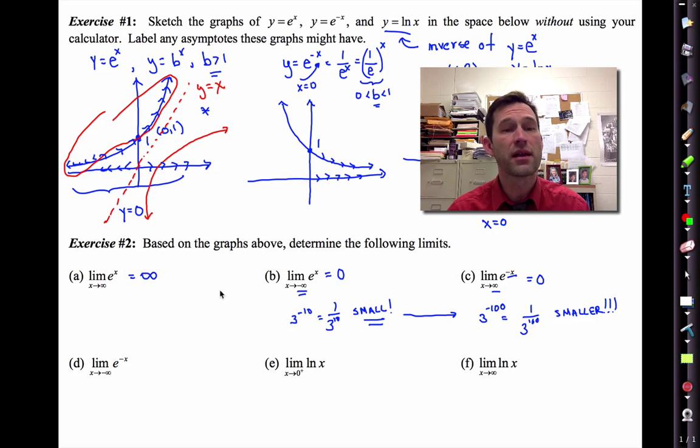All right, let's take a look at letter D. We're all the way down at the bottom. E to the negative x as x goes to negative infinity, we're going to be just headed in the opposite direction. Right now we're going to go to positive infinity. Up, up, up we go.